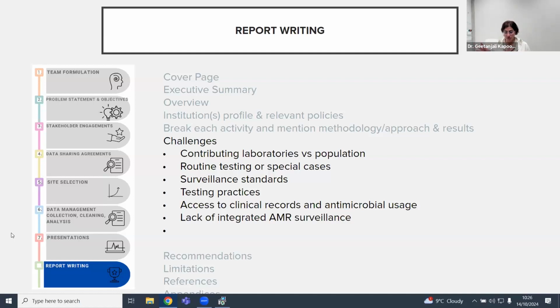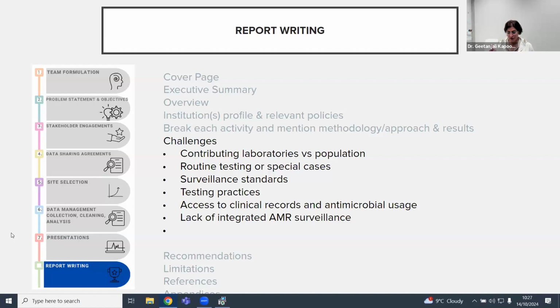So when you do your surveillance study, you will get to know what kind of labs have contributed. So do talk about that. And in case you realize that routine testing was really not the norm in the contributing labs, then of course there's a likely chance that you are going to have a higher resistance rate, and you should underline that in your final report, because those infections are anyway the ones where therapies are failing, okay? There'll be overestimation of resistance rates.